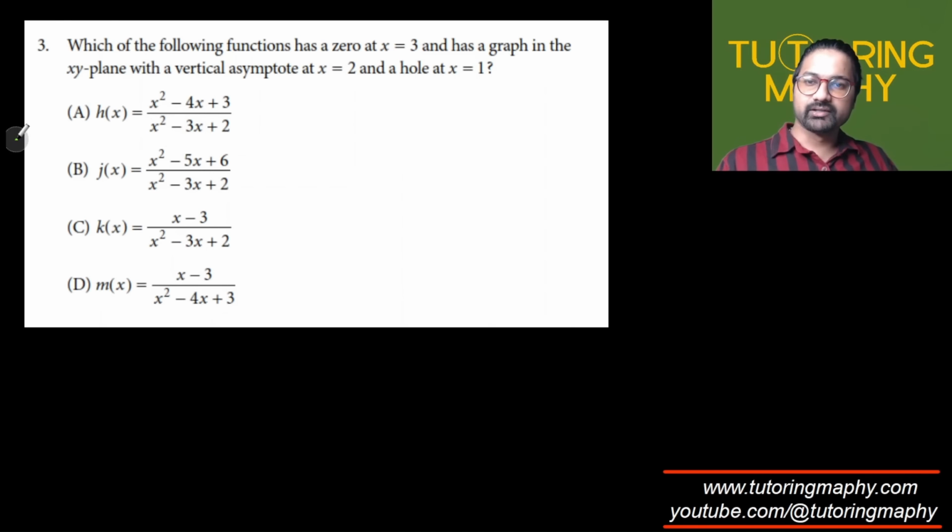All right, okay. Now let's talk about this one. Which of the following functions has a 0 at 3 and has a graph in the xy plane with a vertical asymptote of 2 and a hole at x equal to 1? Sorry, hole at x equal to 1.